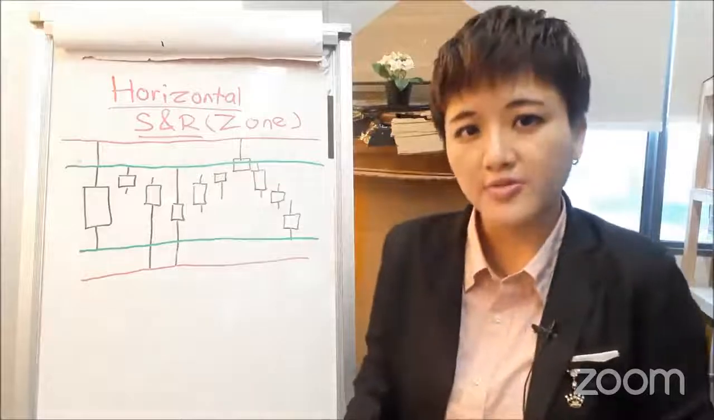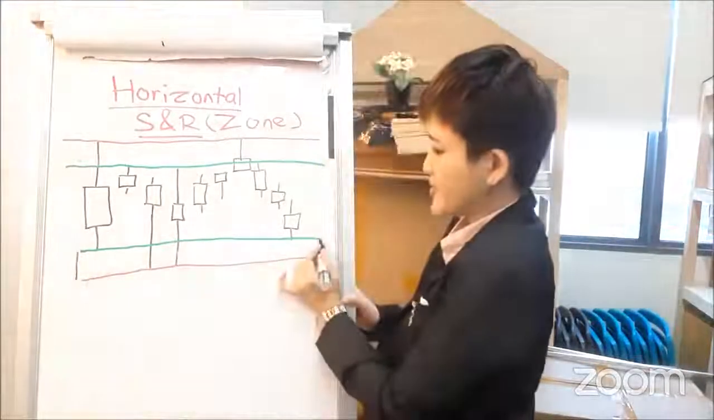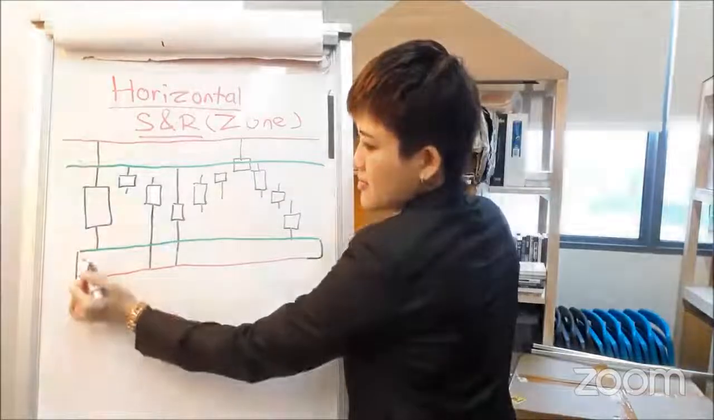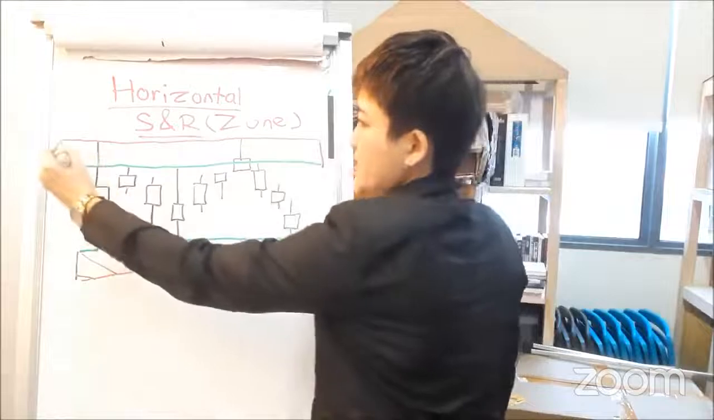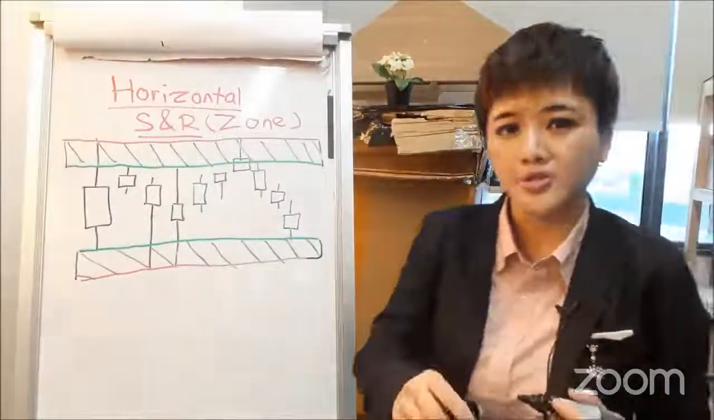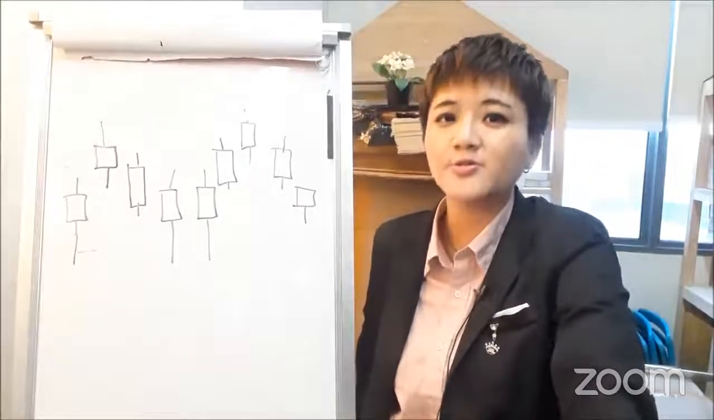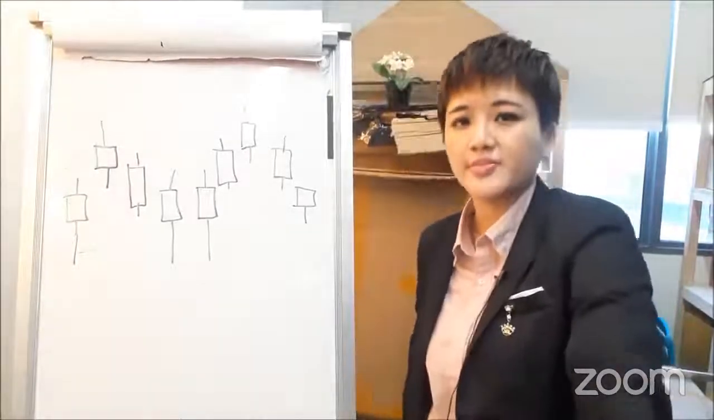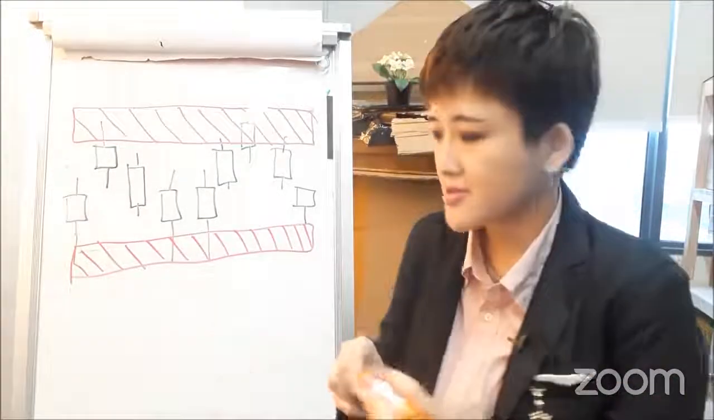So you can see the zone over here already. This becomes the support zone. Then this becomes your resistance zone. So one tool you can use to draw your zones is the rectangle tool that you can find in your MT4. Okay? And why is it so important to learn support resistance?